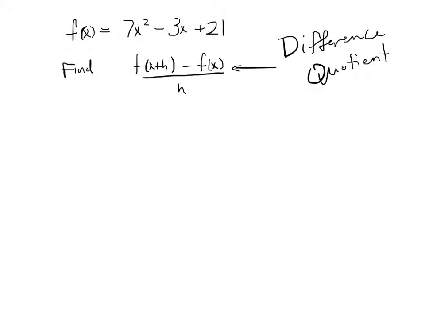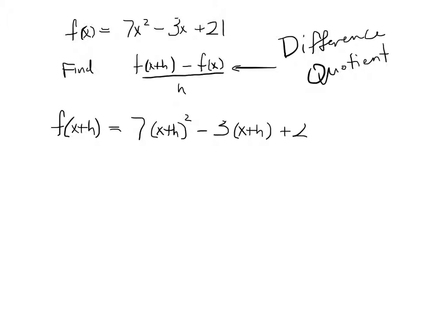Okay, so you want to do f of x plus h. That's 7 times x plus h quantity squared minus 3 times x plus h plus 21. And then you can subtract it from the bracket. You just open up a bracket and then rewrite 7x squared minus 3x plus 21. Okay, let's expand this first though. Let's distribute and everything.